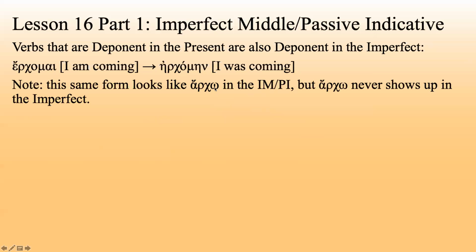Now, random note, this same form looks like archō in the imperfect middle passive indicative. If you're thinking of archō, okay, we're going to need to add an augment, which would lengthen this from an alpha to an eta, take off the omega, add -omēn. It would look identical. However, archō never shows up in the imperfect. So if you're ever parsing or translating this word, erchomēn or any of the other 5 forms of it, just know that it's going to be erchomai. It's not going to be archō. Sorry, that's really weird, but that's just the way that Greek works.